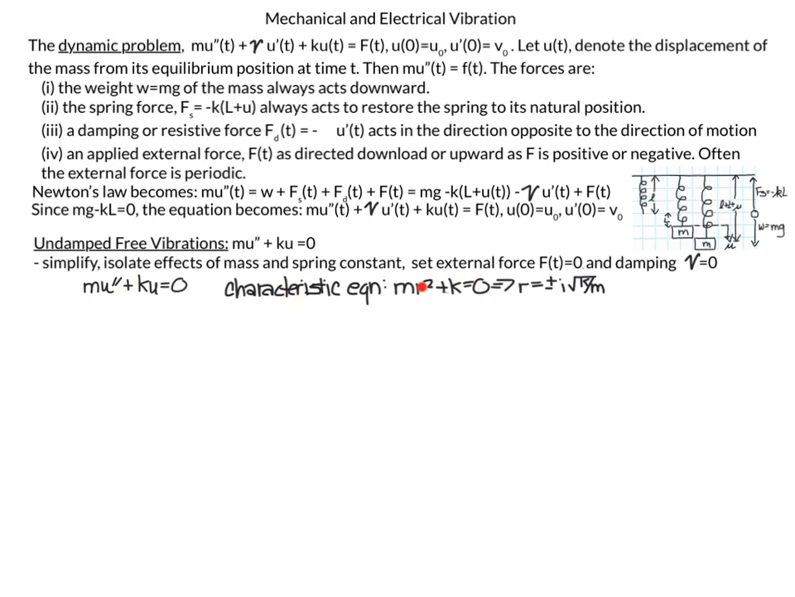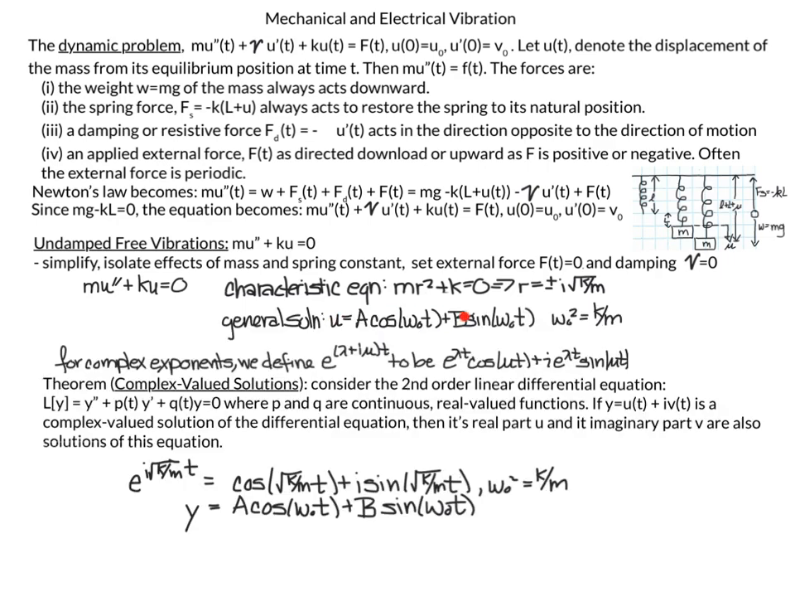We can look at the characteristic equation and we see that we're going to get complex roots. Complex roots means we're going to have sines and cosines. In particular, our solution is going to be of the form a cosine omega t plus b sine omega t, where omega is equal to the square root of k over m, or omega squared is equal to k over m.